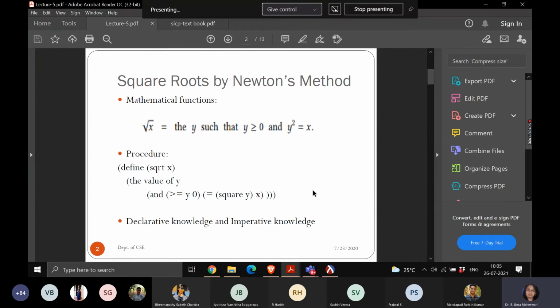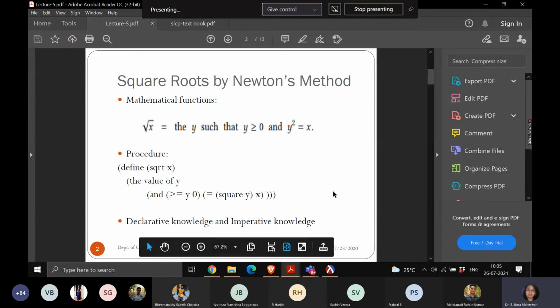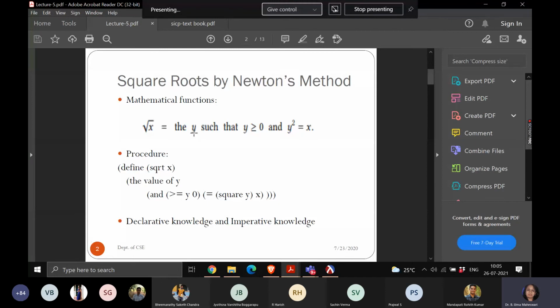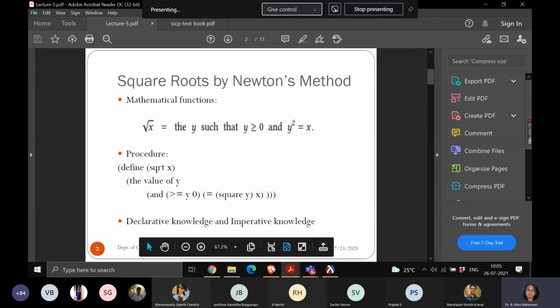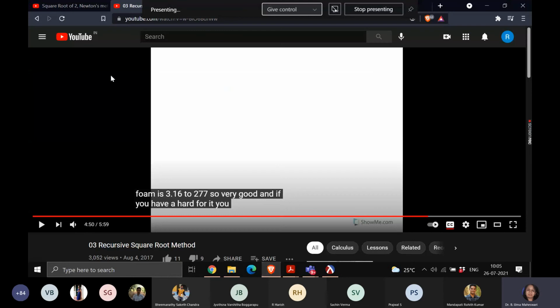As I already said, any problem in the real world can be solved in two ways. One is by using a recursive version, another one is by iterative version. I will show you the logic when solving the same problem, how to find the square root of a given number using an iterative procedure or iterative methods. Just a minute.